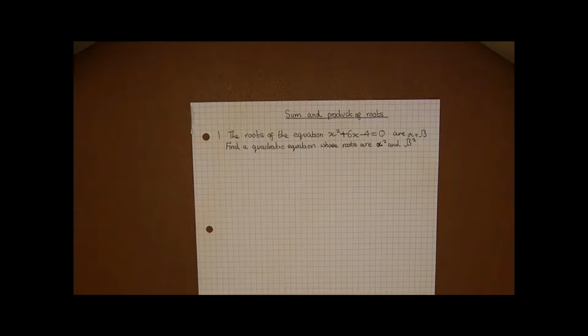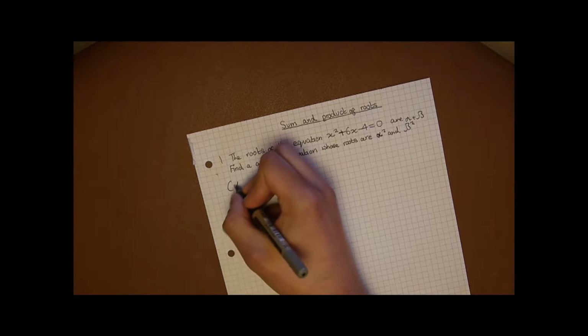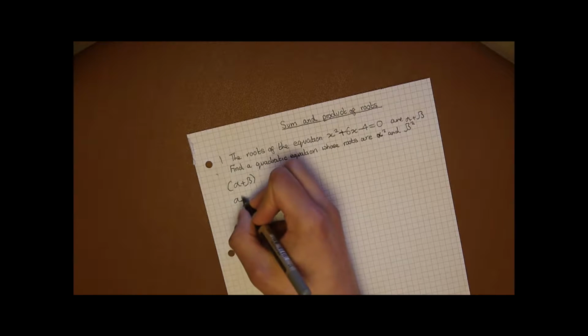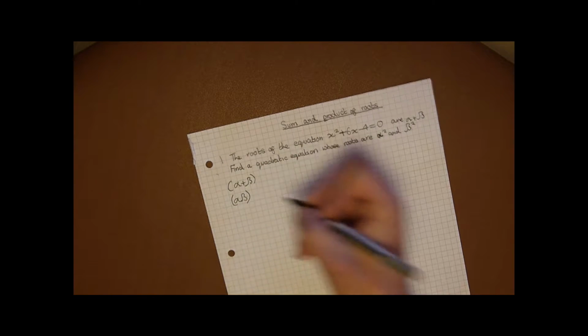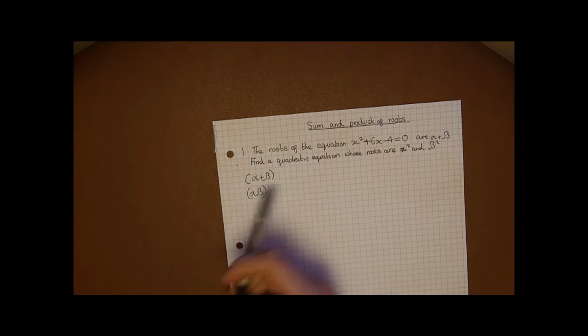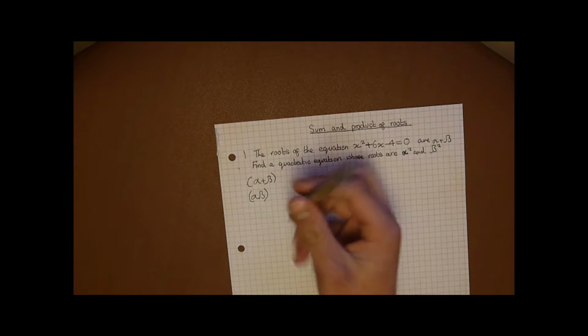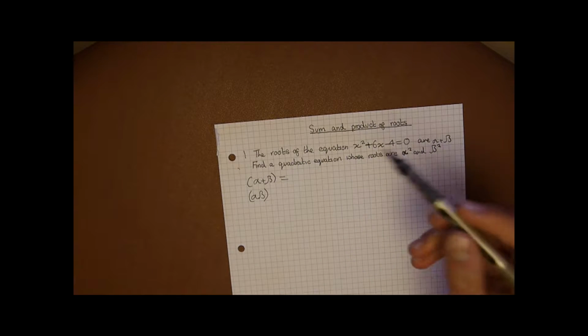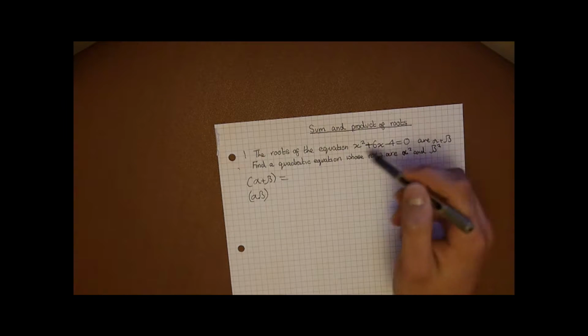Now the first thing we need to do is work out what alpha plus beta is and what alpha beta is. Because when finding the new roots, we need to put all the terms in alpha plus beta or alpha beta. We do this by working out what alpha and beta are from the equation.